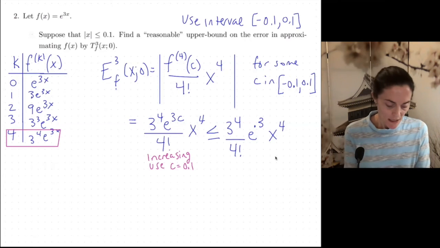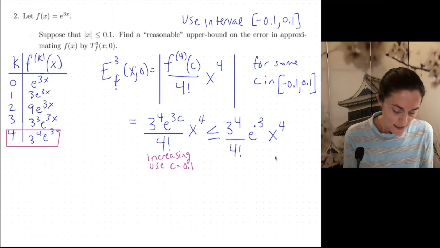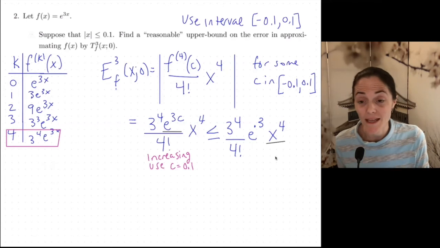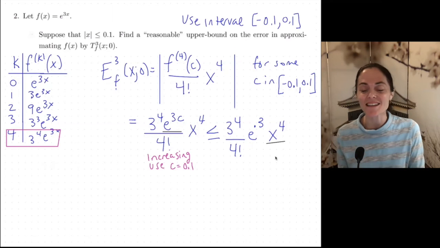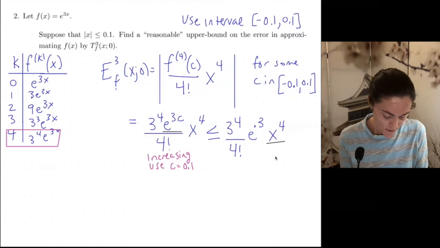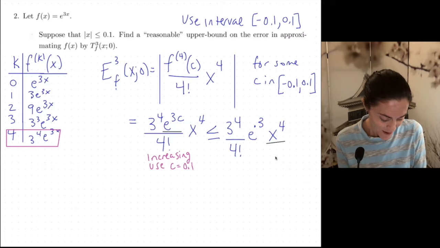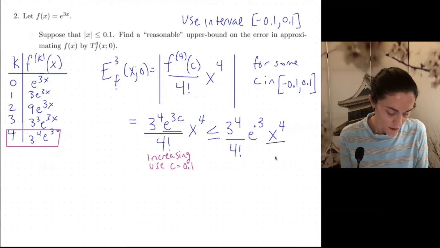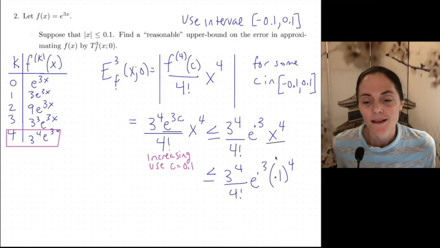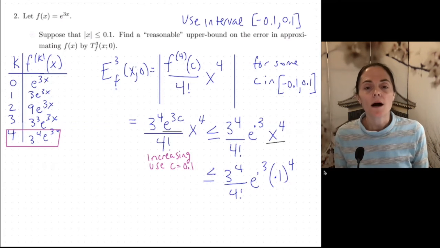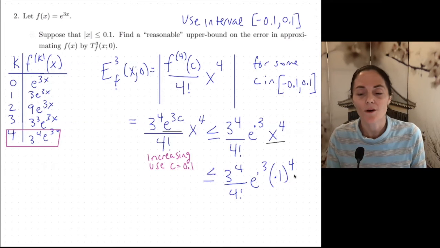And then second, we want to say how big can this be on the interval. So first we looked at this, and now how big can x to the 4th be? Well, the biggest it can be on the interval is at either endpoint. And so let's just use, doesn't matter, the right one also for this. This would be less than or equal to 3 to the 4th over 4 factorial, e to the 0.3 times 0.1 to the 4th. Now, this is an upper bound, and we could put that in our calculators.